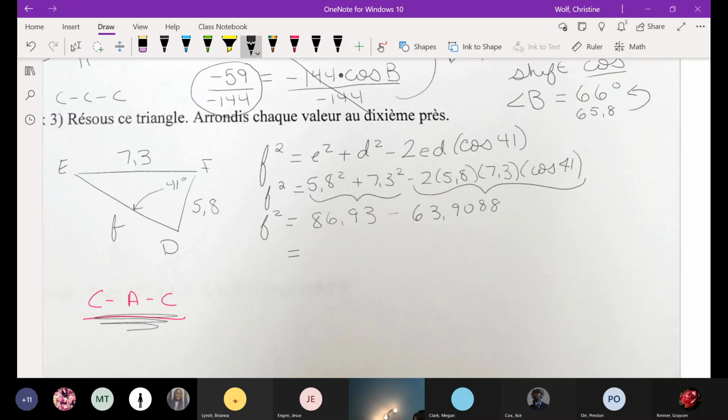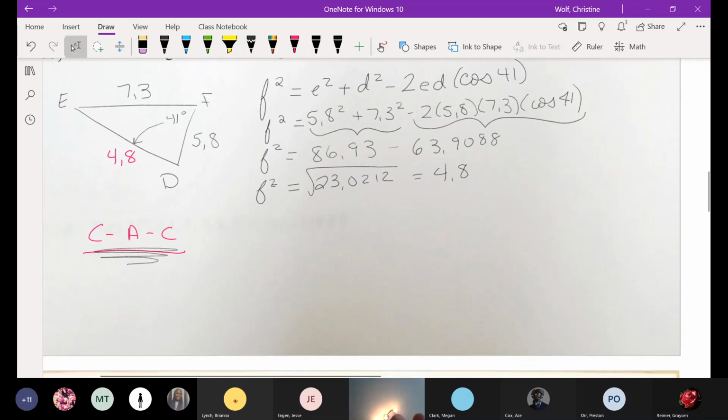Je soustrais ces deux. Et je reçois 23.0212. Et n'oublie pas que tu juste fais la racine carrée enfin. Et j'ai reçu 4.8. So voilà, j'ai trouvé la première côté qui manque. Now, une fois que vous avez 4 pièces d'information, we now have 4 pieces of info. We wouldn't have to use the cosine law again. We can use the sine law now. All right, la loi de sinus. So ça c'était numéro 1.